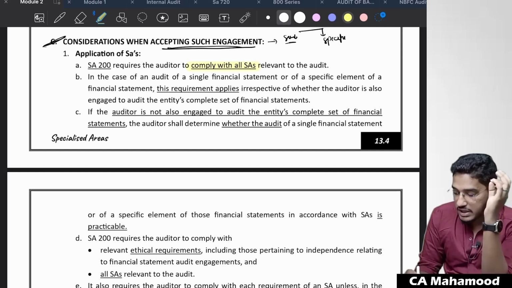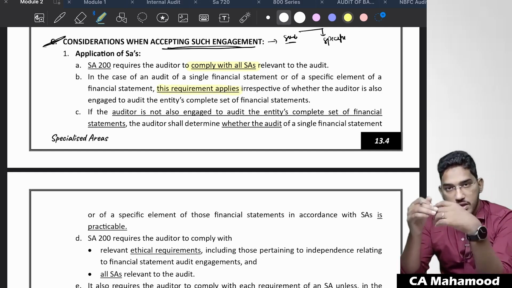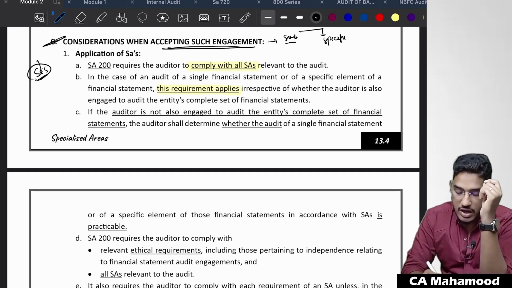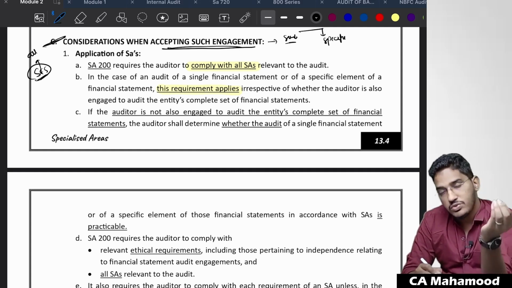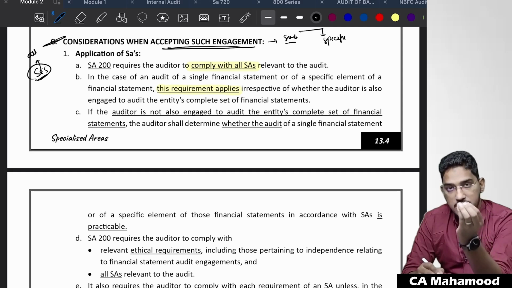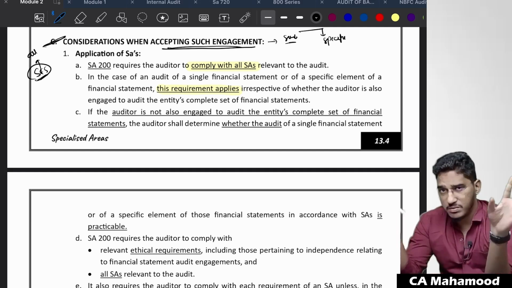In the case of audit of a single financial statement or of a specific element of the financial statement, this requirement applies irrespective of whether the auditor is also engaged to conduct the audit of the complete set of financial statements. So in case the client is coming to you and asking you to do the audit of a single financial statement, you are required to comply with all the standards. Whether you are the same person who is doing the audit of the complete set of financial statements or not, all this doesn't matter.